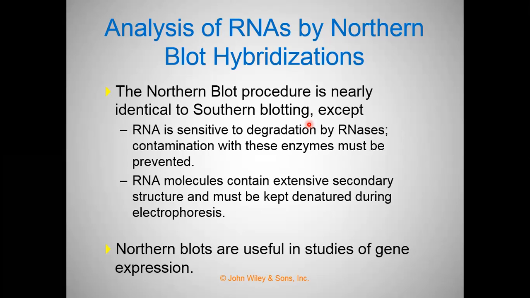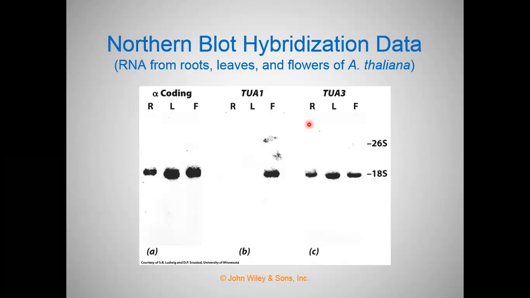RNA molecules contain extensive secondary structures and must be kept denatured during the electrophoresis, because the secondary structure will cause problems for our proper detection. Northern blots are useful in the studies of gene expression. By using northern blot, we can study the expression of the gene, how much the gene is being expressed.